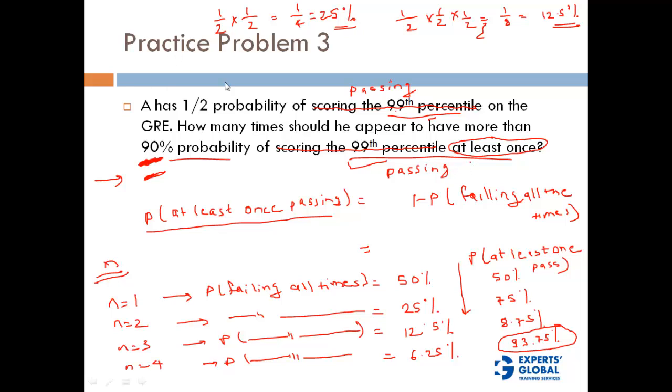Rewording the same thing and putting this scenario in place, we'll say that A has to take the GRE 4 times in order to ensure that he has 90% probability of scoring 99 percentile at least once. So be very careful about reading the question. There will be some information that you can reword, there will be some information that is confusing but not necessary in solving the problem.